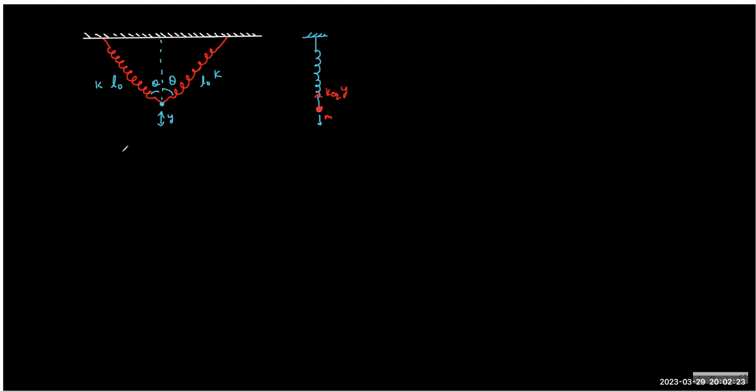Later on, you will come to know that the net force it will experience is, of course not now, 2K cos square theta into Y. And here it is K equivalent into Y. So the equivalent K will become 2K cos square theta. So this is what we get as K equivalent. Understand what I'm saying?